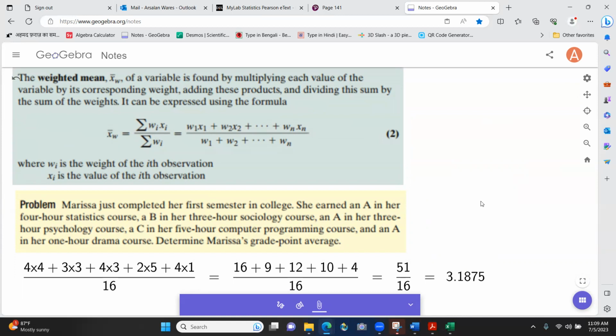Now, I didn't assign a lot of problems from 3.3. It's about using the midpoints to find mean and standard deviation. It's really like 3.2. It's not very different. I hope that helps, guys.